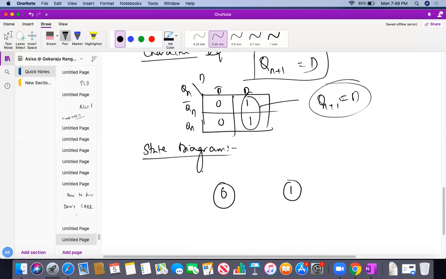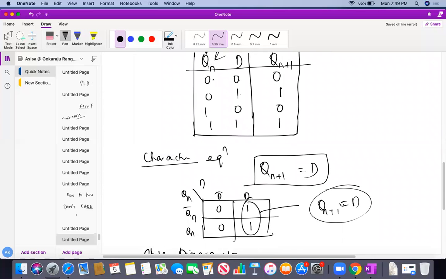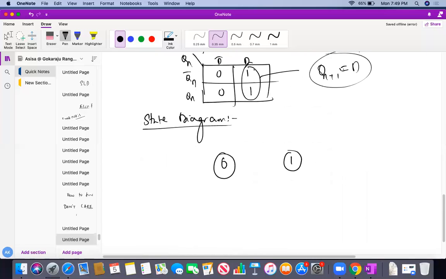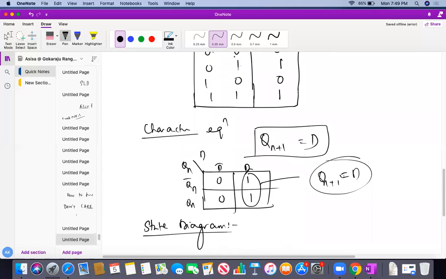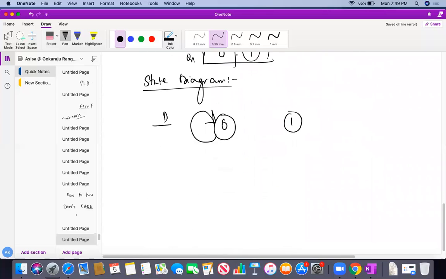So here you can see Qn is 0, this is the previous state, this is the next state. If the D flip-flop is moving from 0 to 0, what is the D at that time? The D is obviously 0. Okay, so D is 0. If the state is moving from 0 to 1, the next state is 1, so obviously D will be 1, remember, because Qn plus 1 is D.